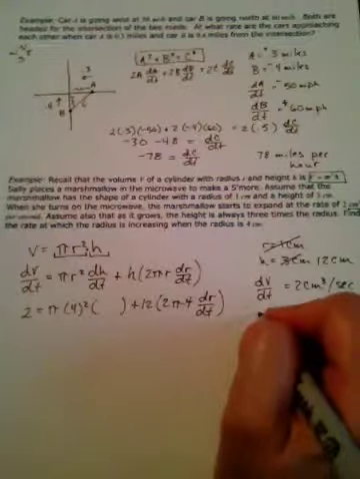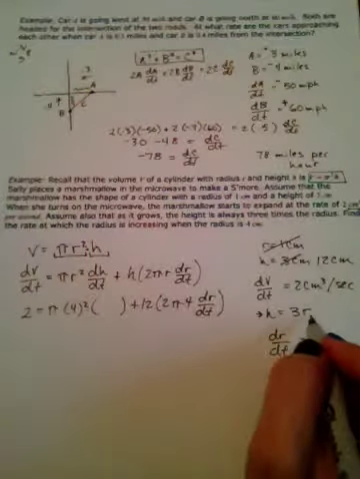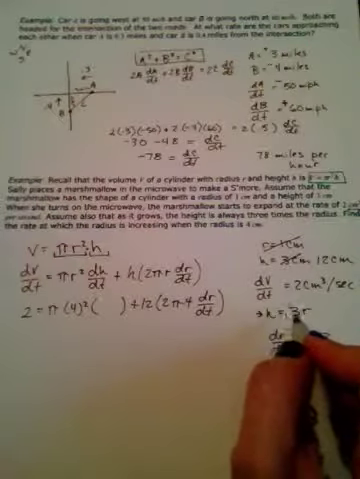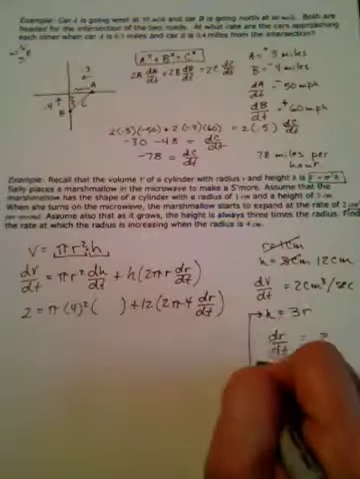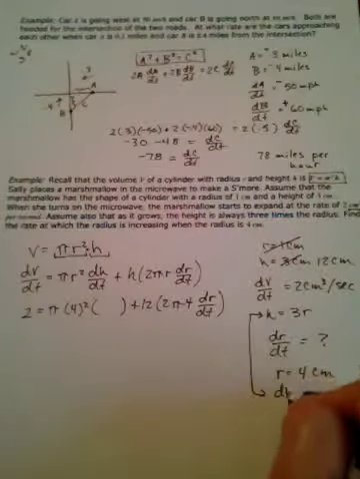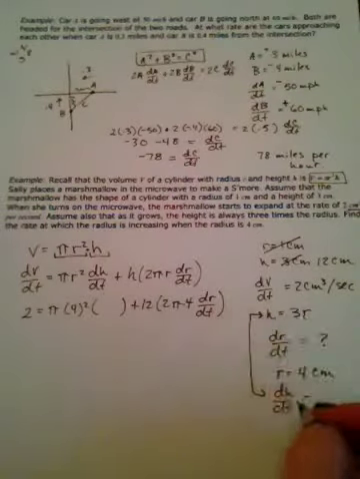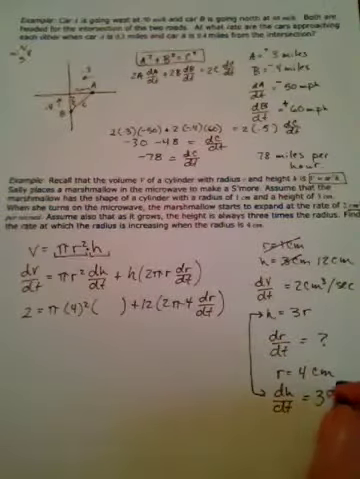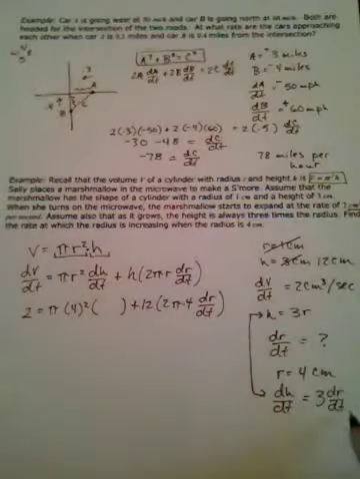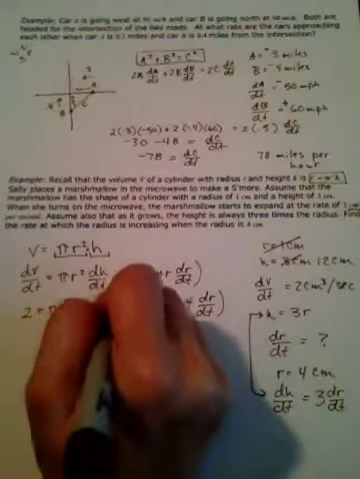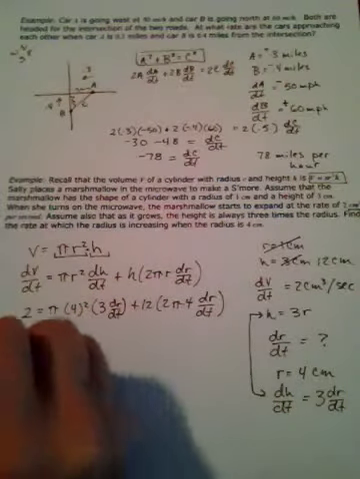And the one thing I haven't used a lot of, and it has to do with my h, is h equals 3r. So to find my dh dt, I can very simply just take the derivative of this. So I'm going to come down here, and dh dt equals 3r. H is 3r, so dh dt is 3 dr dt. Well, I don't know what my dr dt is, so I'm just going to put a 3 dr dt. And I'm going to simplify this as much as I can.